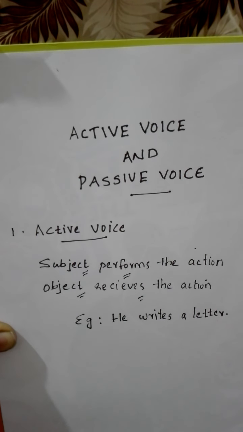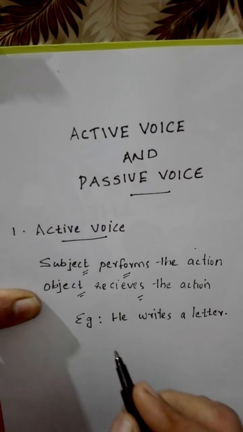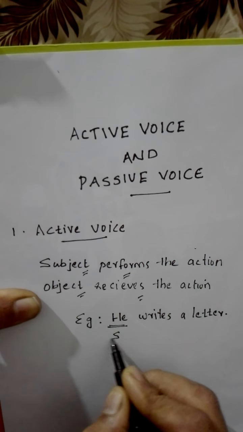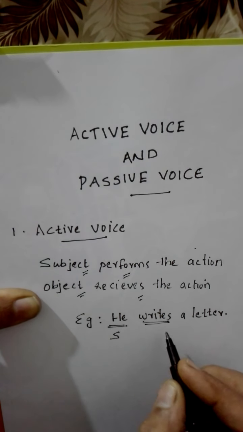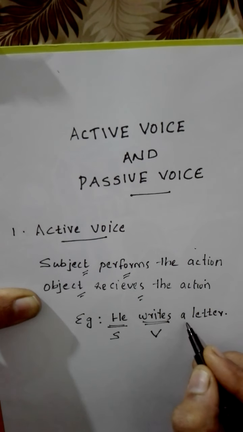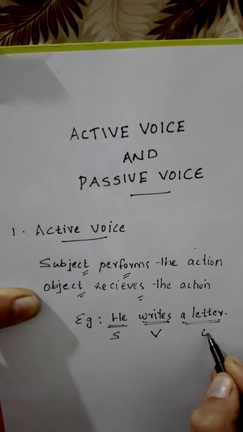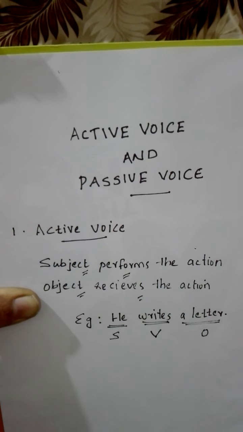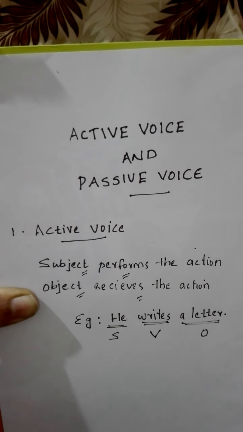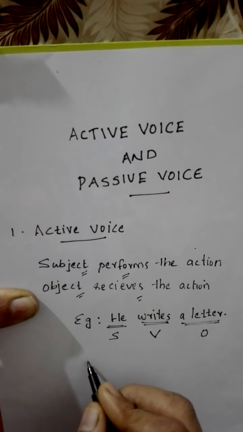This is one example. See here, he is the subject, right? And writes is the verb, isn't it? A letter is the object. Got it? So, in the active voice, the sentence structure is straightforward, right? This is the format of a sentence: subject, verb and object. So, we can say in the active voice the sentence structure is straightforward.